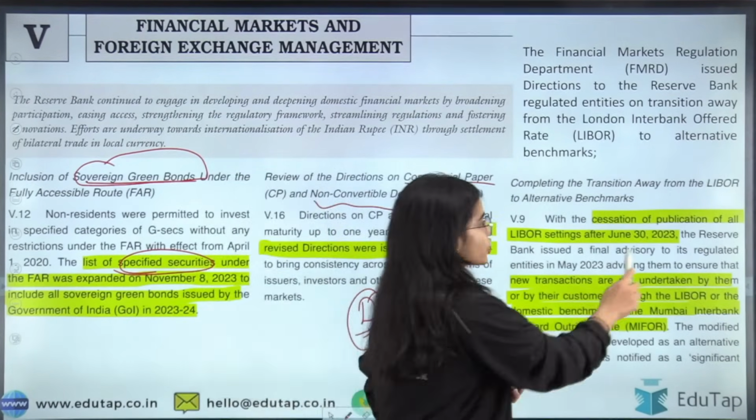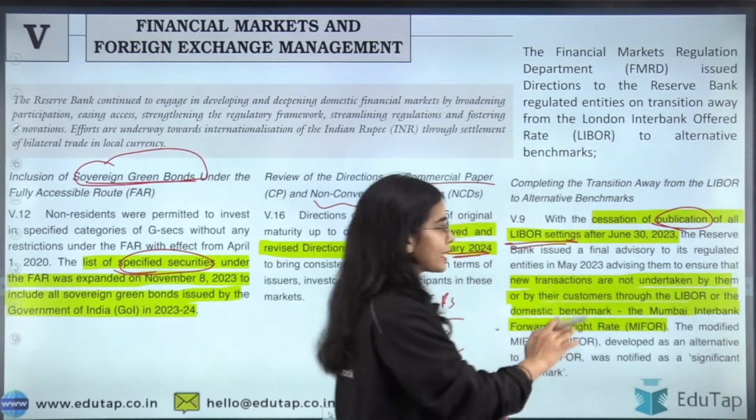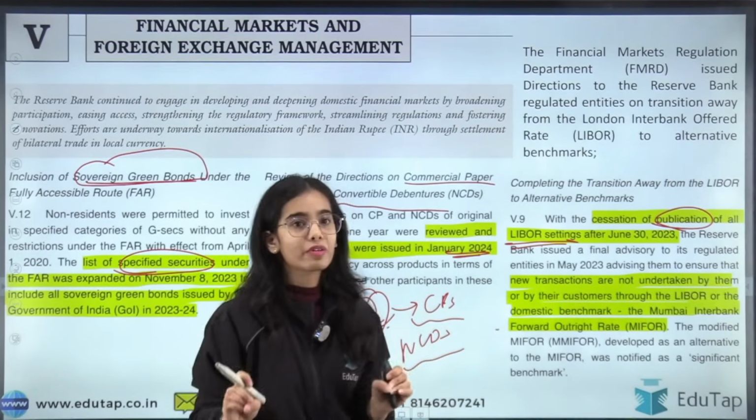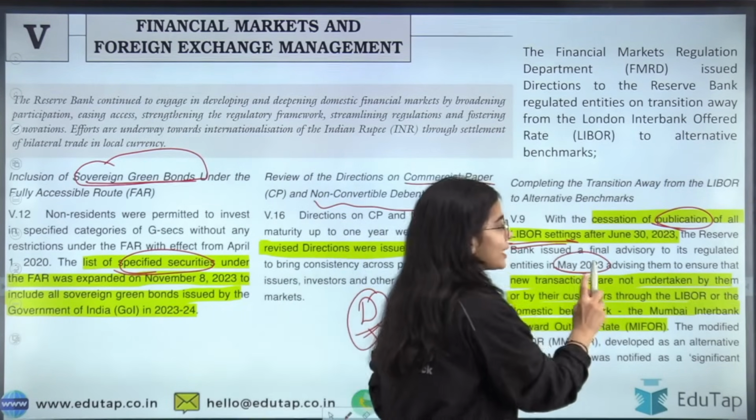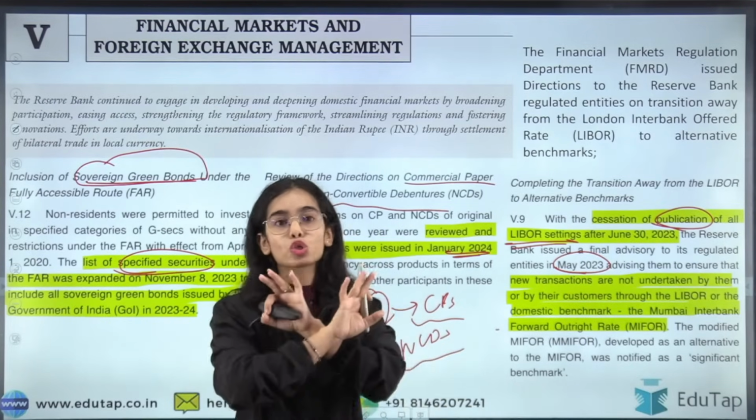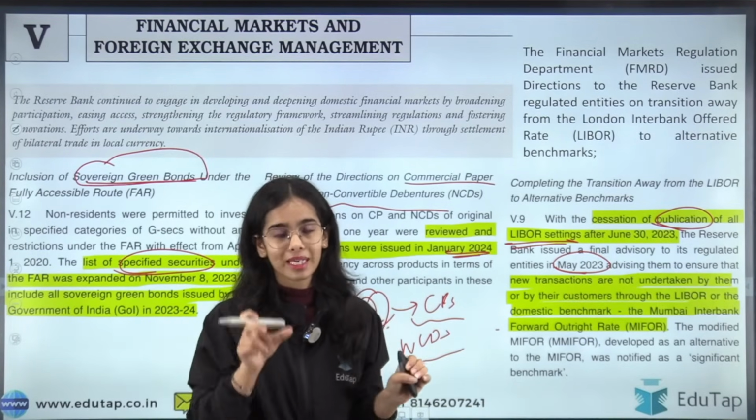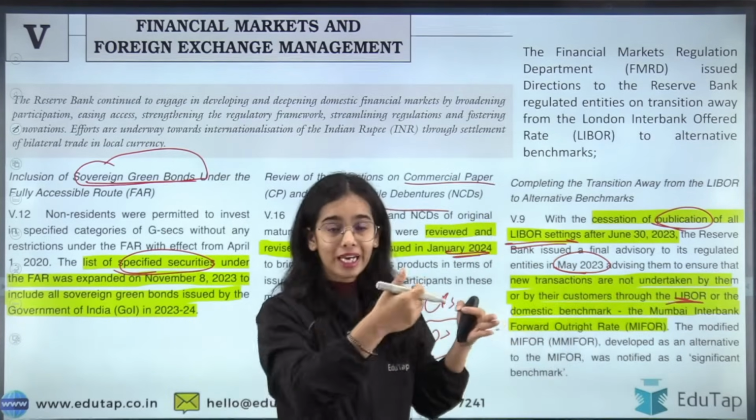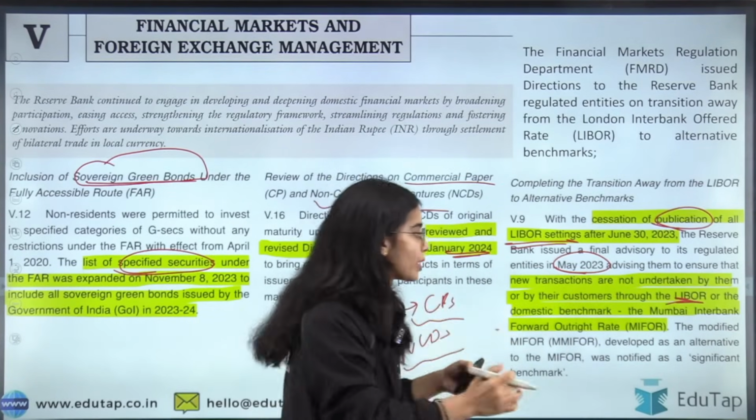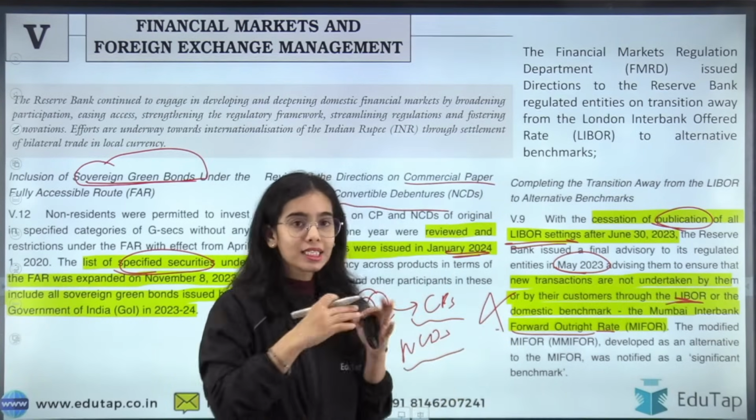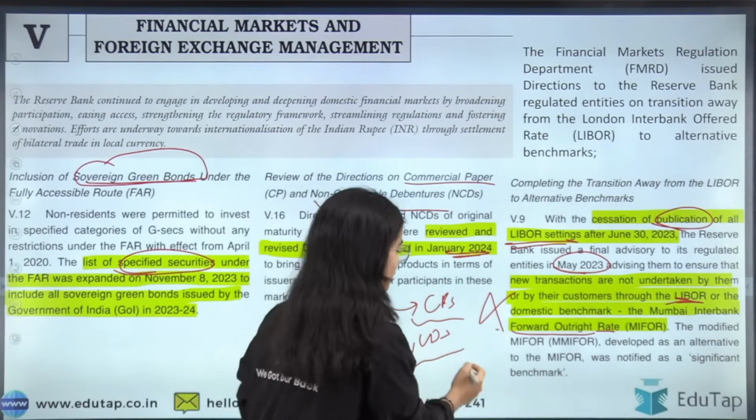So with the cessation of the publication of all the LIBOR settings after June 30, 2023, the RBI issued a final advisory in May 2023 that advised the banks and the financial institutions to stop using the LIBOR. Or in India, we have another rate that is connected with the LIBOR, that is the Mumbai Interbank Forward Outright Rate. So we have to stop using that. Other than this, we can use the SOFR.